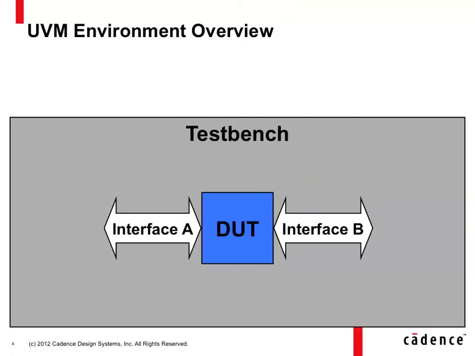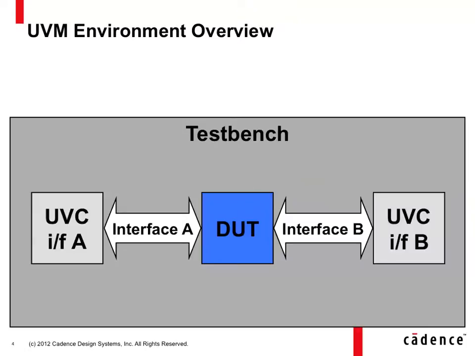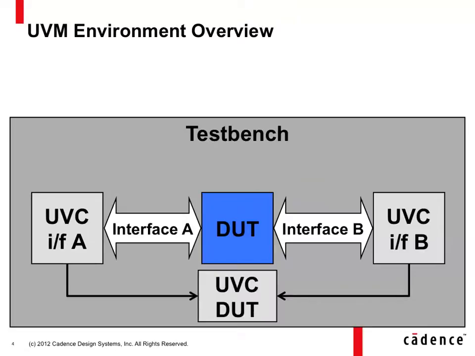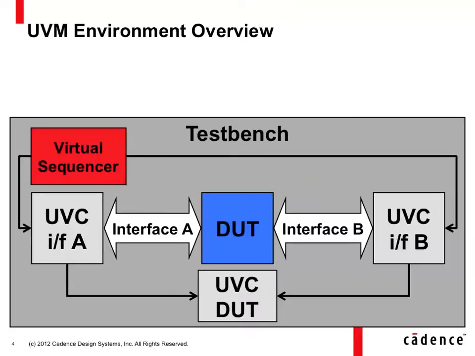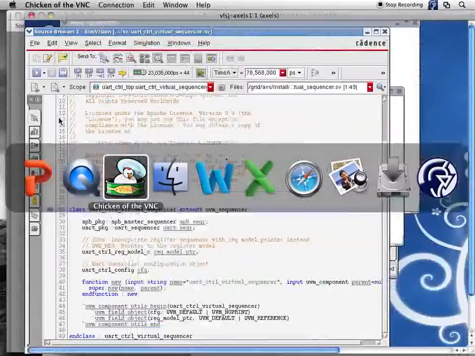Here we have a simple abstract test bench with interface A and B. We have the two associated interface UVCs. How are we going to tell these guys what they should do, right? That's the job of the virtual sequencer. It executes a bunch of virtual sequences to coordinate the traffic between different interfaces. Let's look at some code for this.